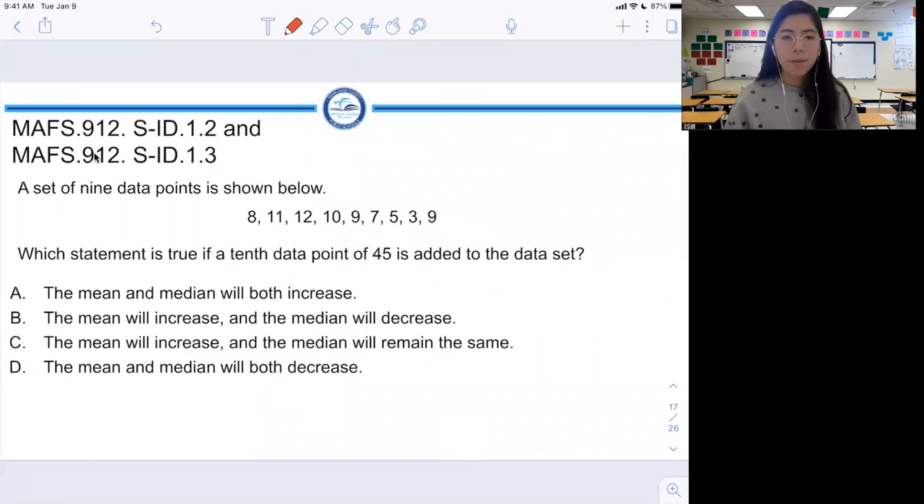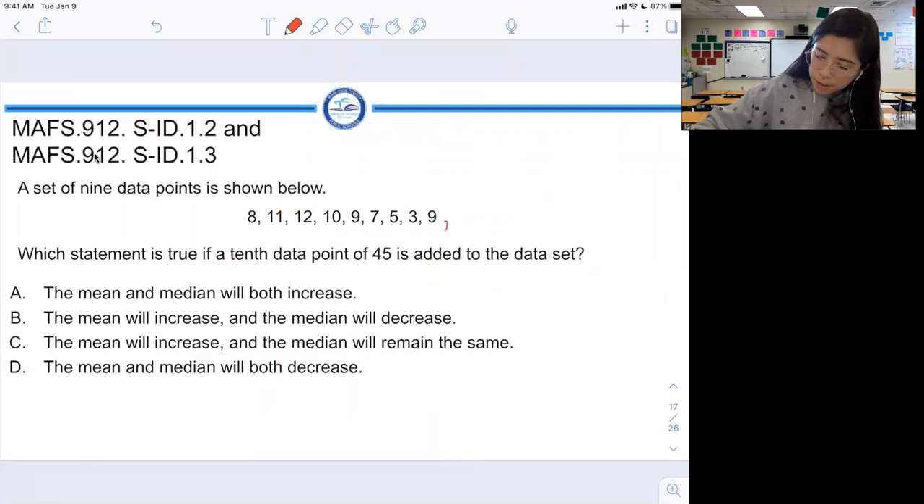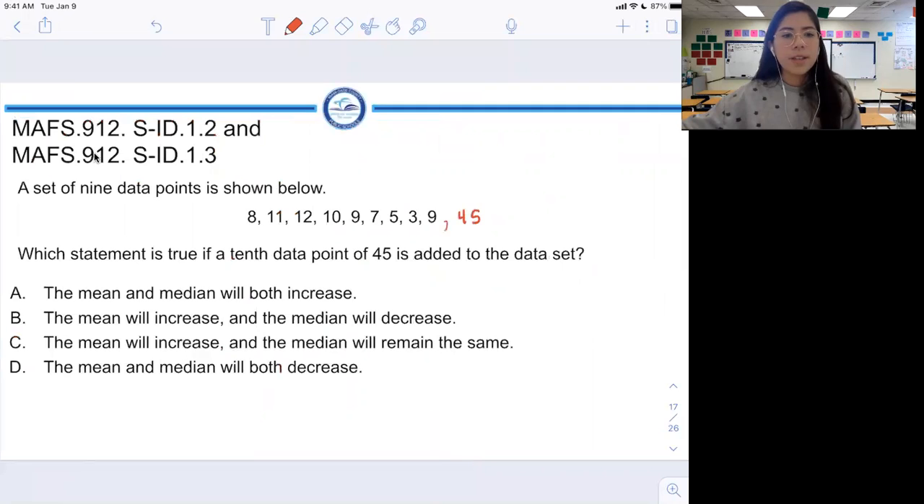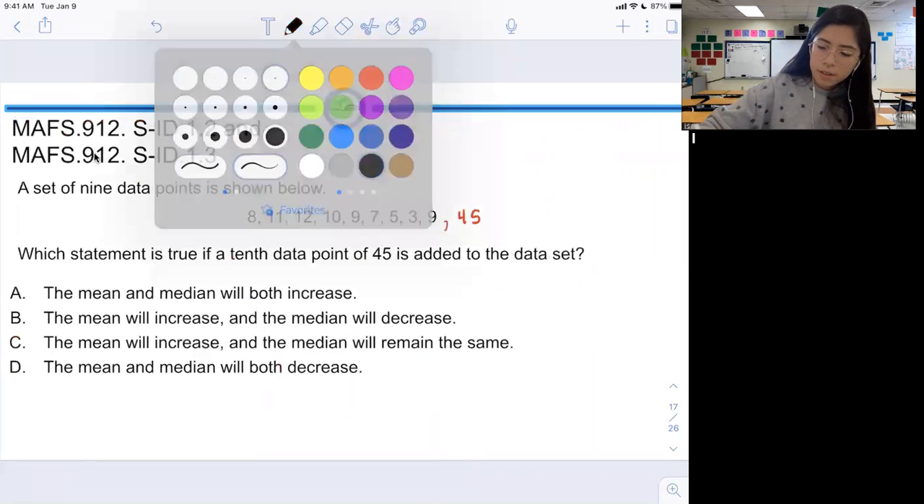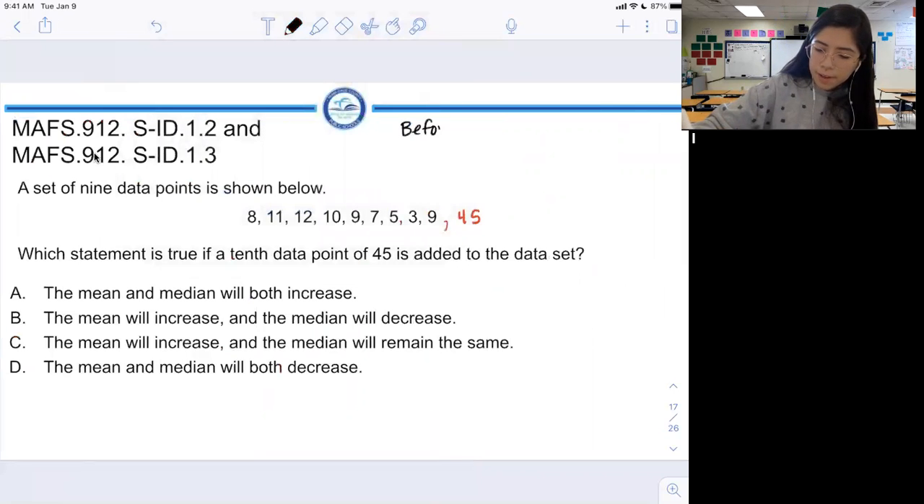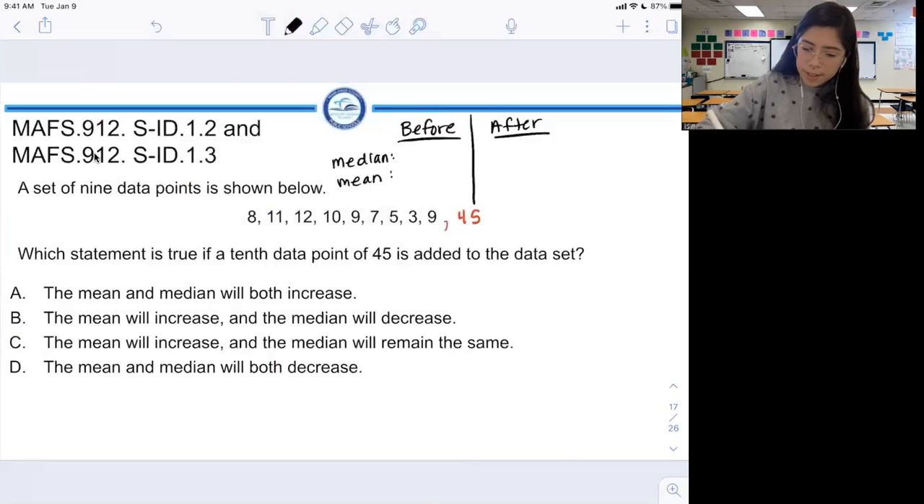Okay, here's another one. Which statement is true if a 10th data point of 45 is added, so if I add another one? Okay, it looks like we need to know about the mean and the median. So before we add 45, what would be the median versus after? 9. The 9 is the median? The median was 9. Yes.